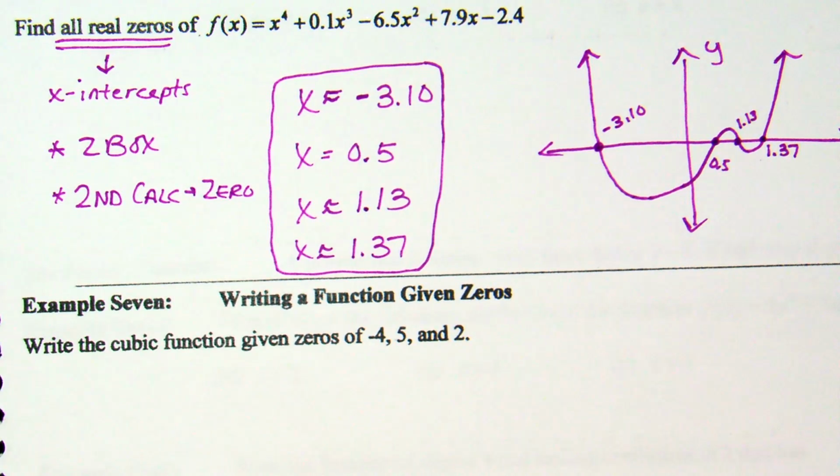Questions on this example? I like the graphs until we get a funky one that makes it really hard, but I like the graphs.